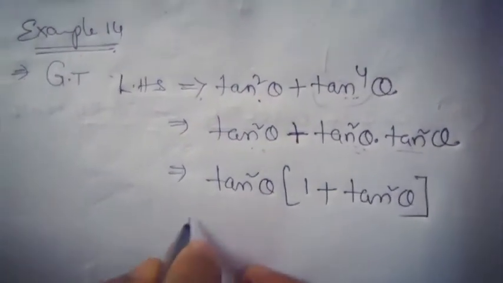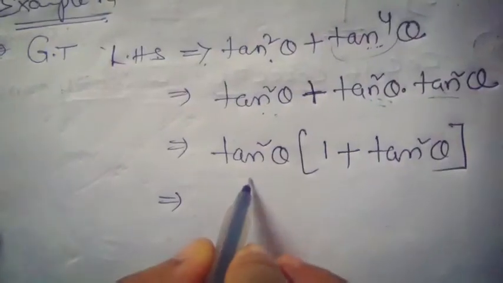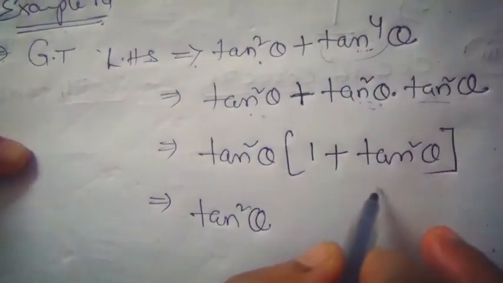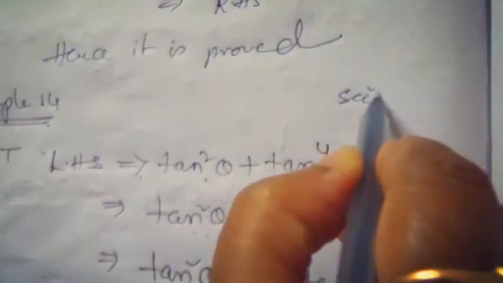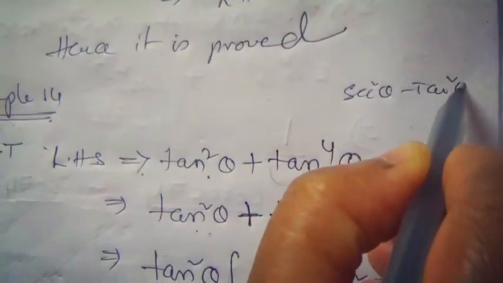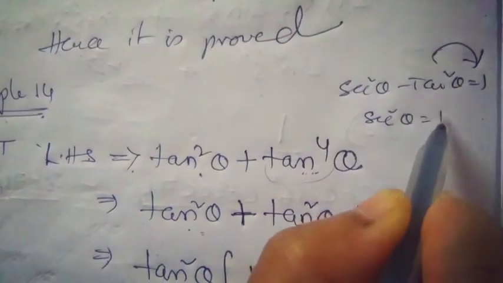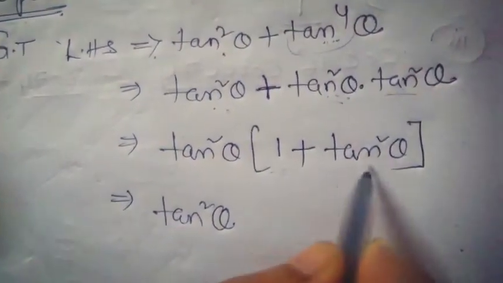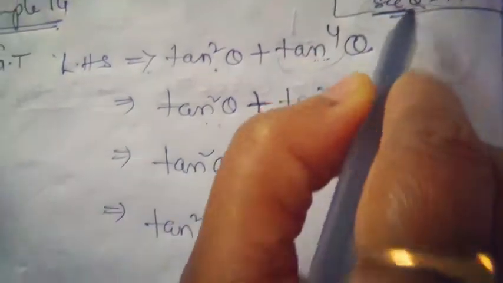Okay, that implies in the place of tan square theta you just write like this. We know the identity secant square theta minus tan square theta is equal to 1. When you bring this over, secant square theta is equal to 1 plus tan square theta. So in the place of 1 plus tan square theta we can write secant square theta. Okay, we used this formula.